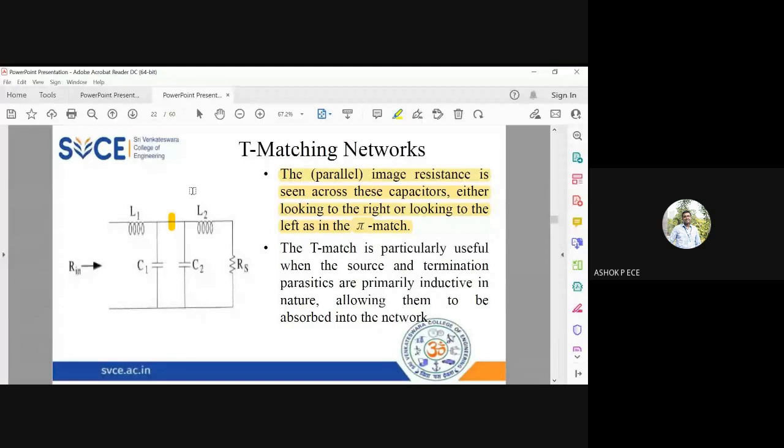The image will come somewhere in the middle. So in the same way here also, we can say that the image resistance will be a point of concern, which is going to transform the input resistance to your load resistance RL.